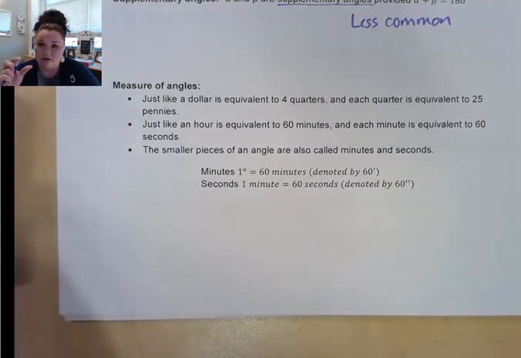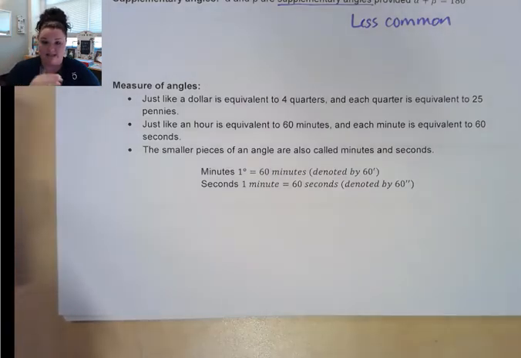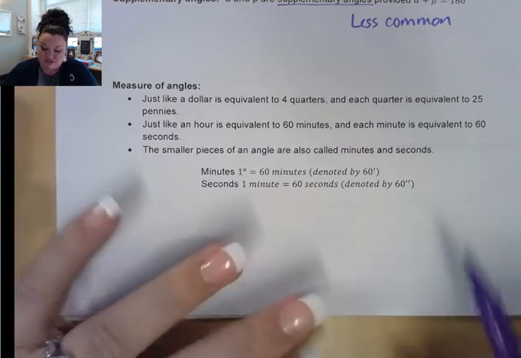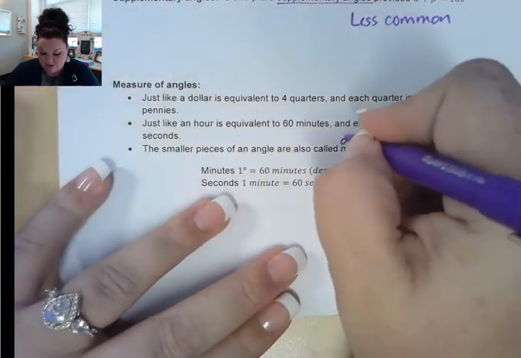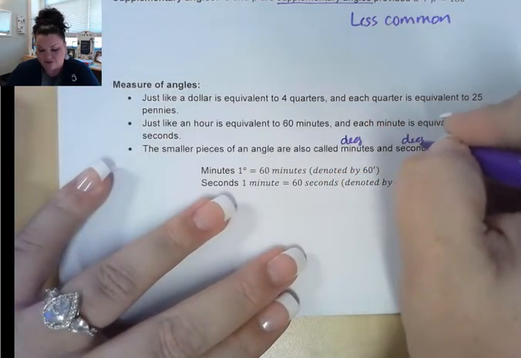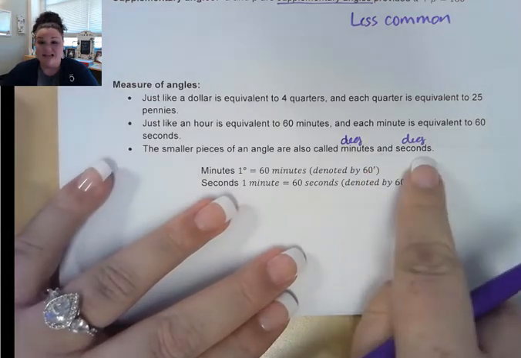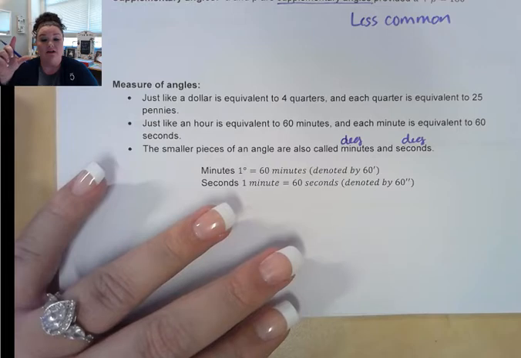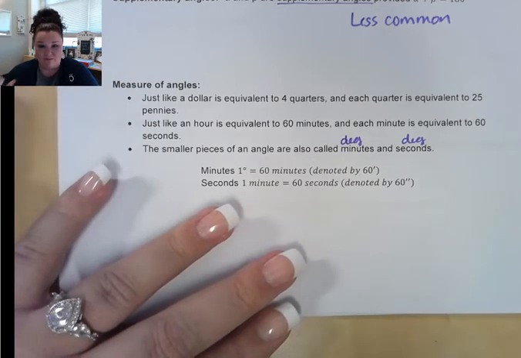So the smaller pieces of an angle, we actually call minutes and seconds. Now, it's kind of confusing. Honestly, when I first looked at this, I was like, why on God's green earth would we use minutes and seconds when we use minutes and seconds for time? So just know that these are degree minutes and degree seconds. This is not a time unit, okay? This is just what we happen to call that smaller piece of an angle.